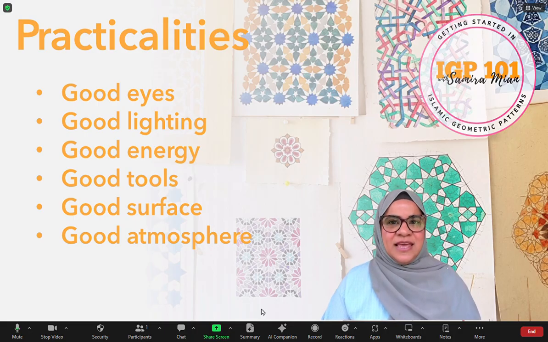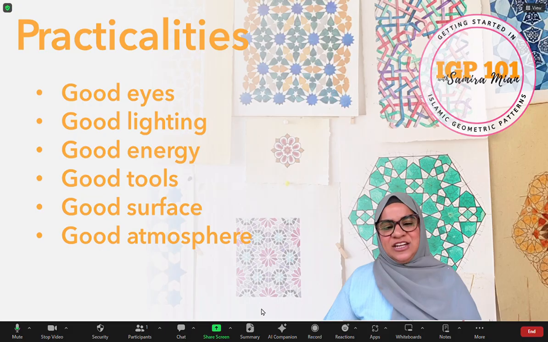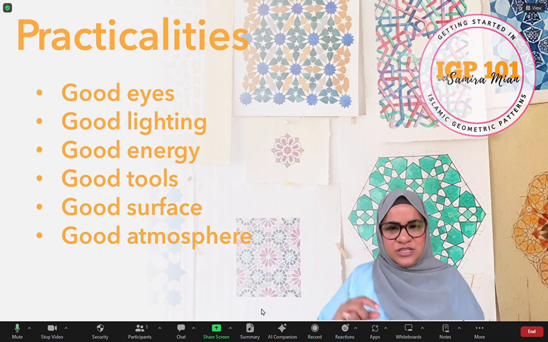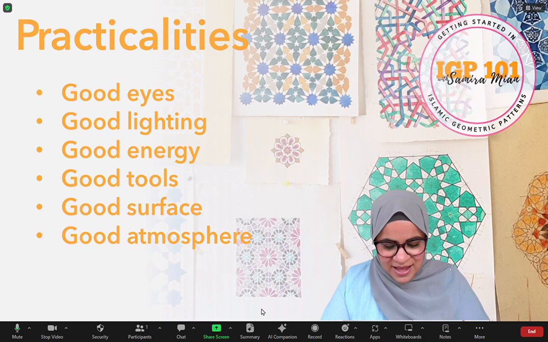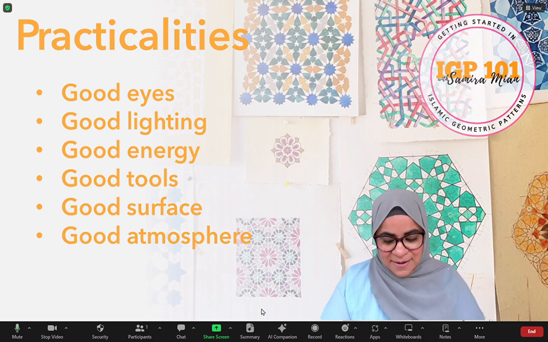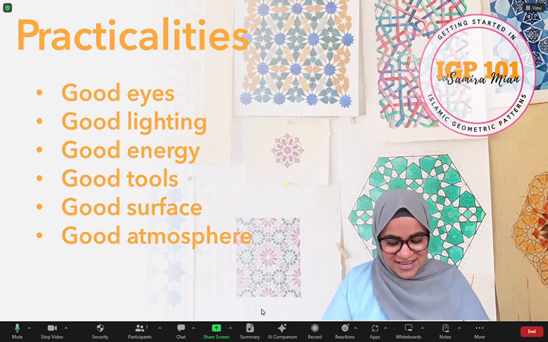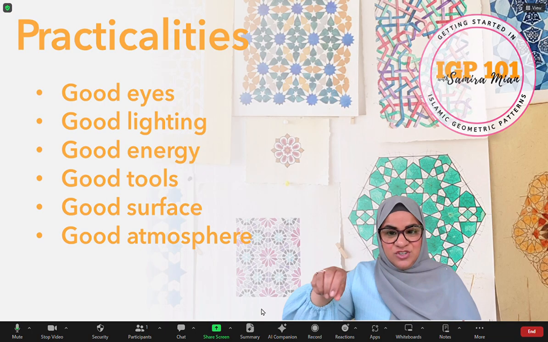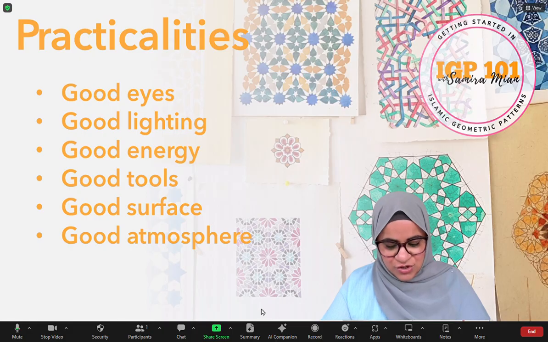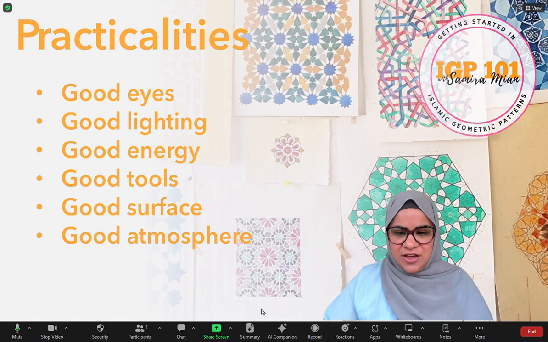Good tools. A sentence that I really love is: buy the best you can in your budget. Using school compasses is really hard, and I think Safa mentioned this. Buying a good compass made a huge impact on my accuracy. I started IGP with my son's school compass. It's so hard. I tried it myself. It's really tricky. So getting a good technical compass, which I will show you, is really, really important.